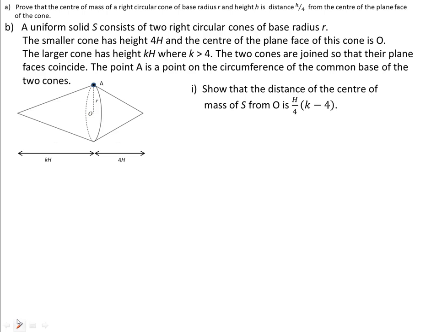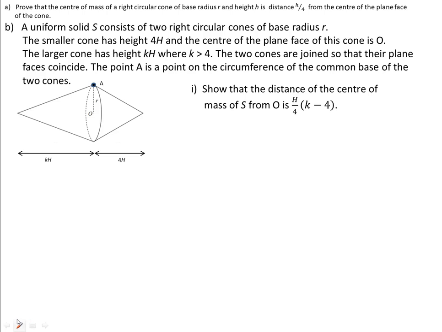We then have a uniform solid S which consists of 2 right circular cones of base radius r. The smaller cone has height 4h, and the centre of the plane face of this cone is O. The large cone has a height of kh, where k is bigger than 4. The 2 cones are joined so that their plane faces coincide. The point A is a point on the circumference of the common base of the 2 cones.